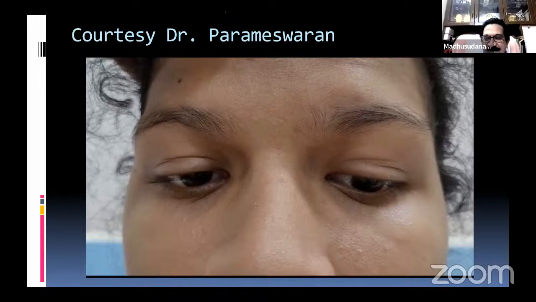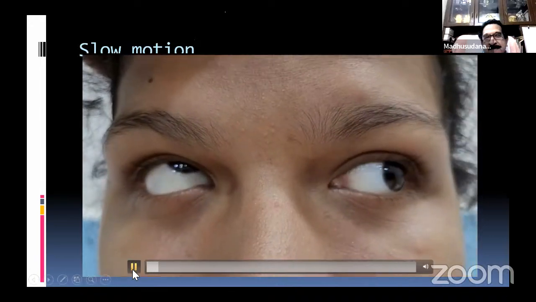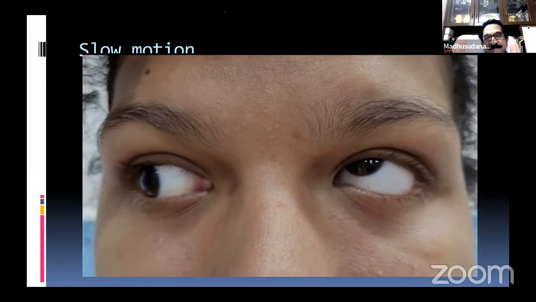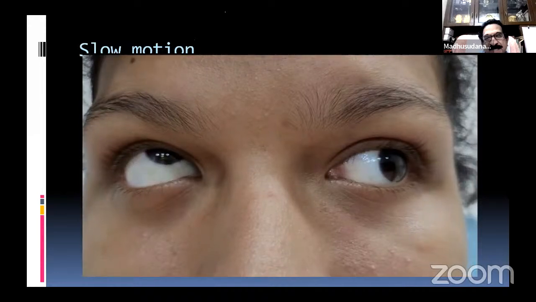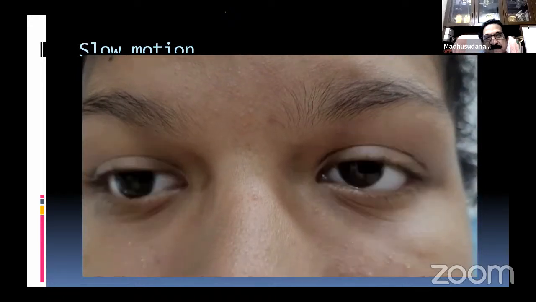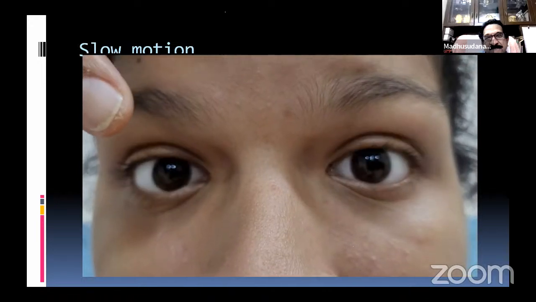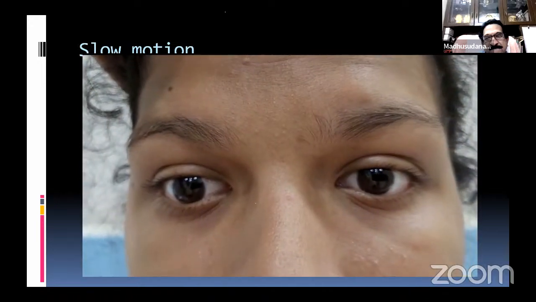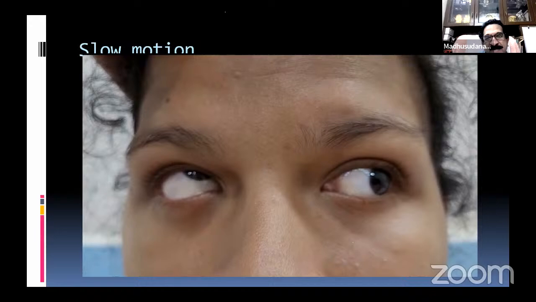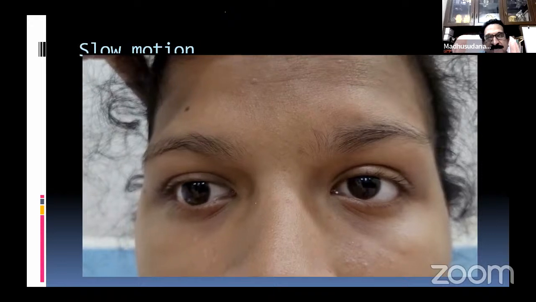Okay, what is the diagnosis? I will show it in slow motion. Once again. Looking to the left and up. Left side, straight left. Straight right, left eye goes up. Left, right eye goes up. Then looking straight up, no problem. Looking down, again, not much of a problem. Looking left, following the finger to the left, following the finger to the right side.